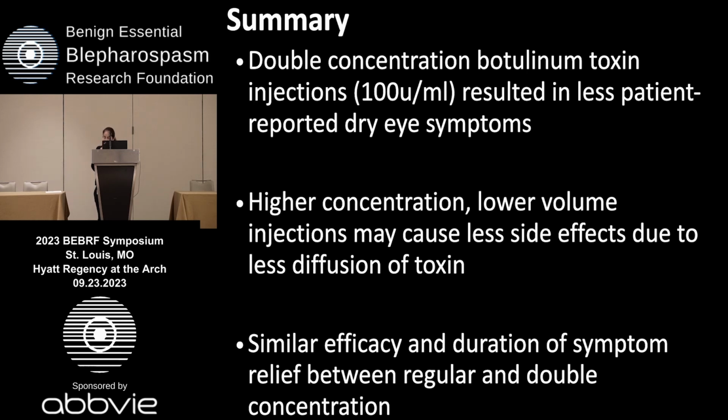So just a summary of what I've talked about so far. Double concentration botulinum toxin injections, which we've defined as 100 units per milliliter, seem to result in less patient-reported dry eye symptoms. That's been a main highlight we've found so far. Higher concentration, lower volume injections may cause less side effects due to the fact that the toxin is not diffusing or traveling as much through the tissue and remaining more in a focal spot that you've injected. And then we found a fairly similar efficacy and duration of symptom relief between regular and double concentration, maybe a week longer relief with the double concentration group is what we've found so far.